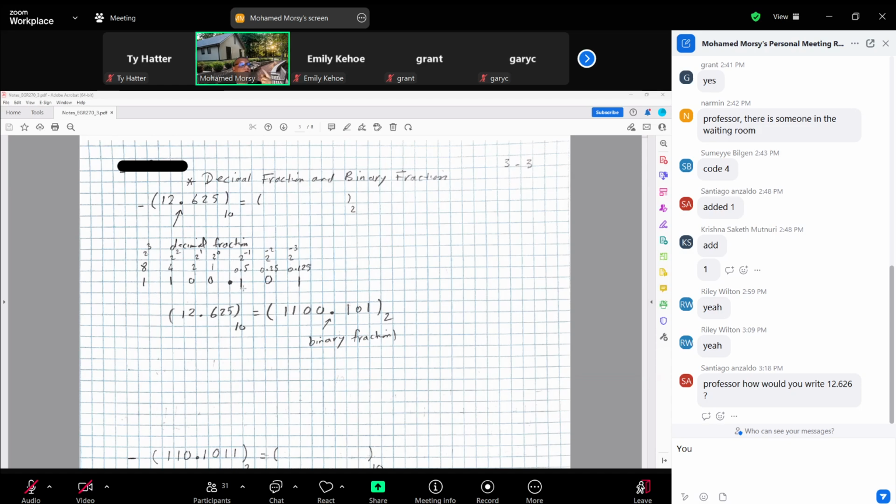Okay. So when we get this number, we multiply 1 times 0.5, plus 0 times 0.25, which is 0, plus 1 multiplied by 0.125, so we get 0.625. So the binary representation for 12.625 is 0011.101, based on what we got here. So this is the decimal fraction, and this is the binary fraction.